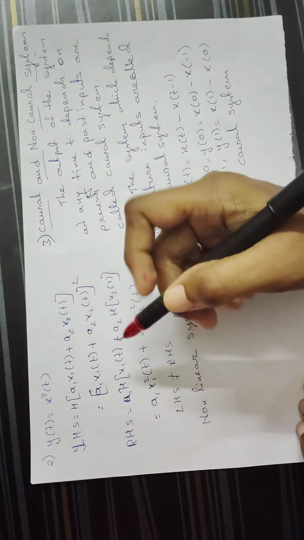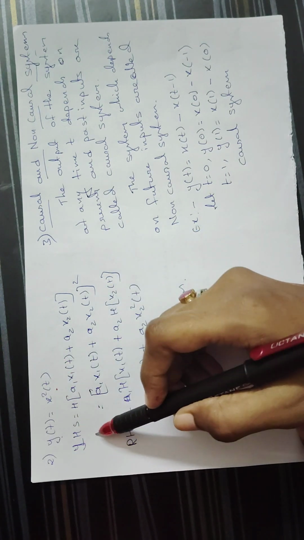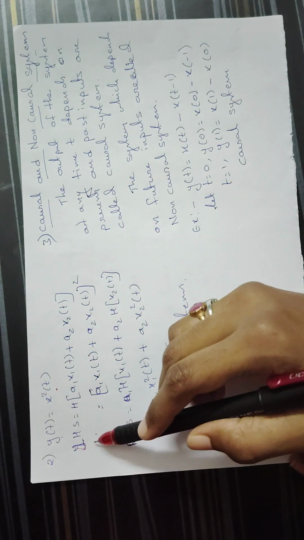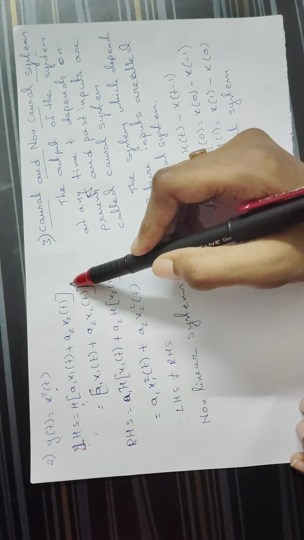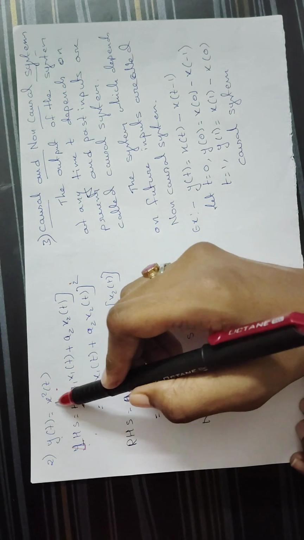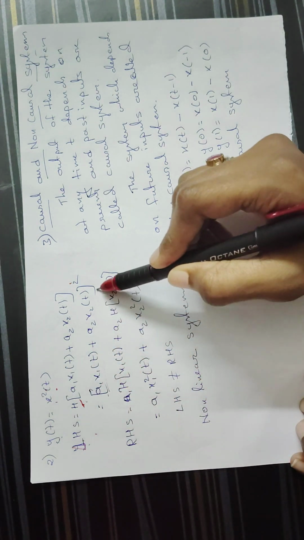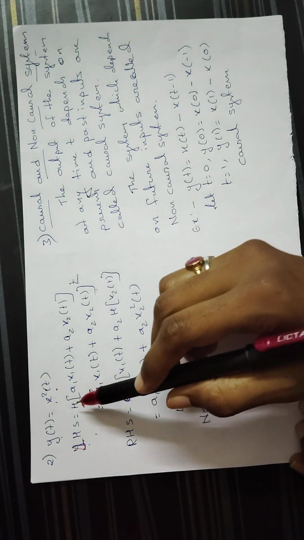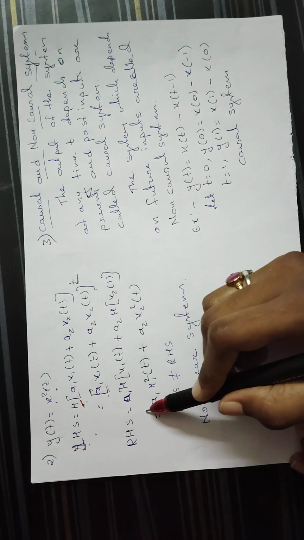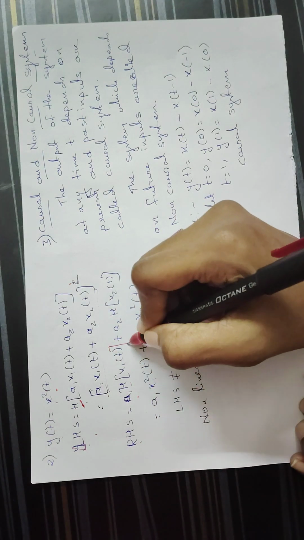Now let us see one more problem. See, y of t is equal to x square of t. That means, what is LHS? Write down the LHS equation. Now what is the system here? X square of t. That means this is the total value, you have to square it. That is the system, x square of t. Then what is RHS?